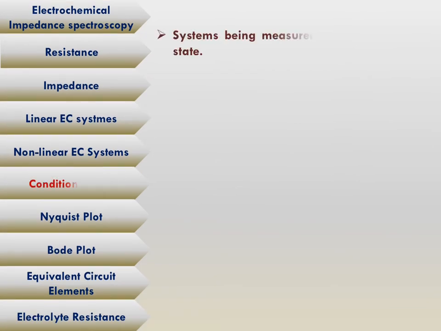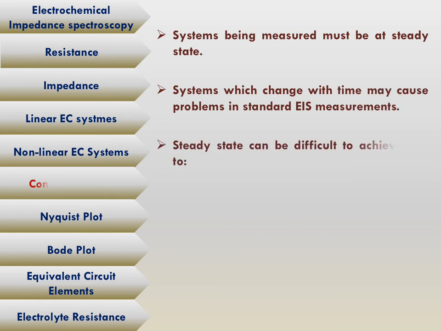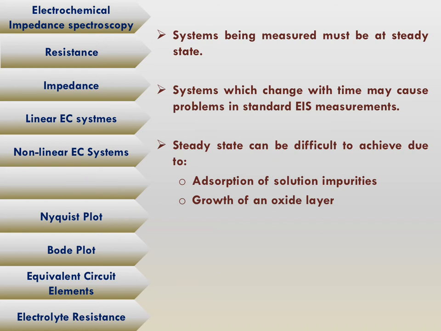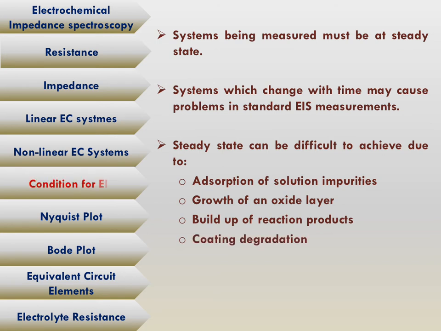Now let's talk about which conditions must be maintained for the electrochemical impedance spectroscopy measurement. The system being measured must be at a steady state. Systems which change with time may cause problems in standard EIS measurements. Steady state can be difficult to maintain for several reasons, like absorption of solution impurities, growth of an oxide layer, buildup of reaction products, coating degradation, and temperature change, which can affect the impedance measurement severely.